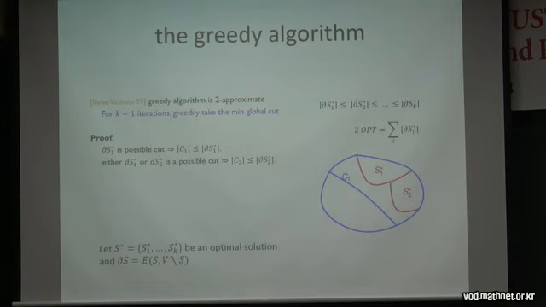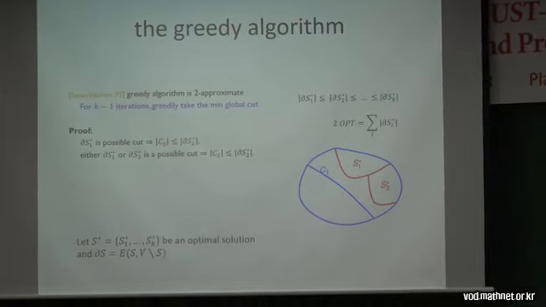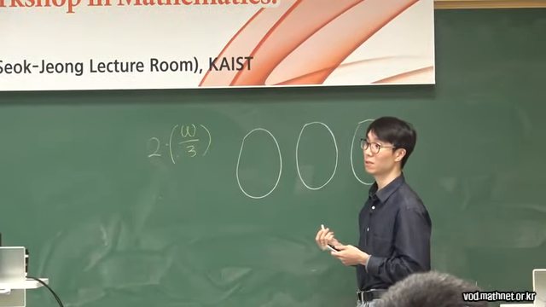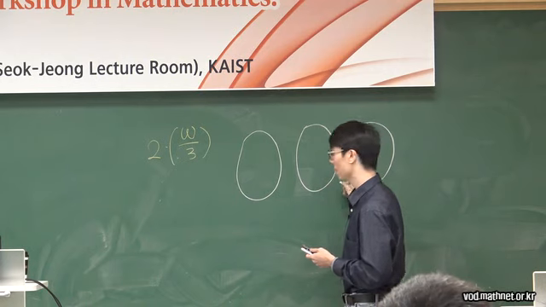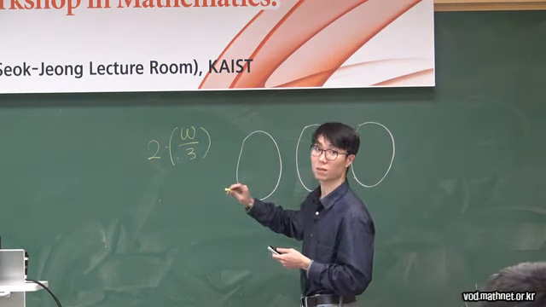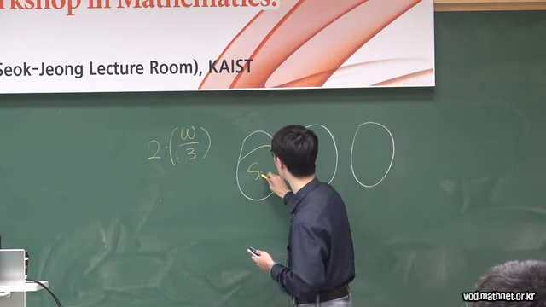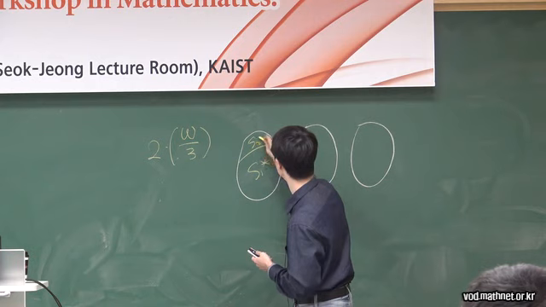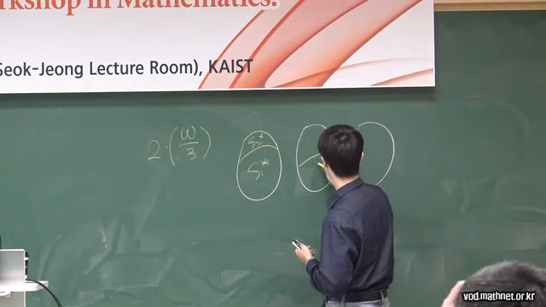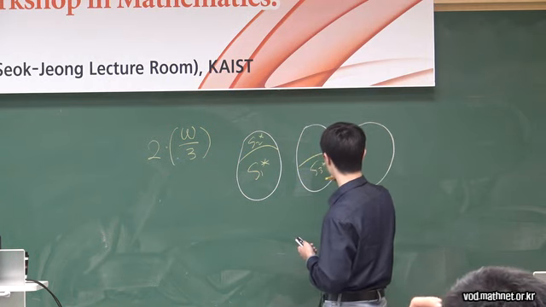Another way to see this is that right before we make the ith cut, suppose that we are in the third iteration, so we have 3 connected components. Let's look at the optimal solution. Suppose that this one is S1 star, this one is S2 star, and then S3 star.